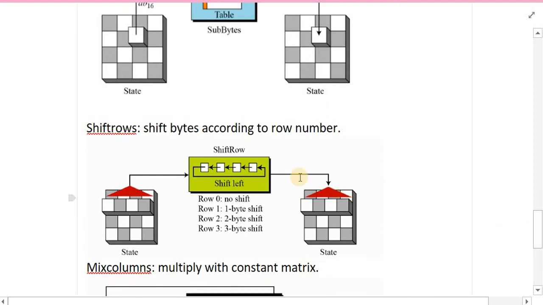The shift rows is basically something different from the previous substitution and permutation. In this we have to shift the bytes according to the row number. Means the starting row number is 0, so 0, 1, 2 and 3. According to the row number we have to shift the bytes. If there is row 0, then no shifting has to be performed. If there is row 1, then we have to perform a 1 byte shift. For row 2 we perform a 2 byte shift. For row 3 we perform a 3 byte shift. And this shifting has to be done towards the left.